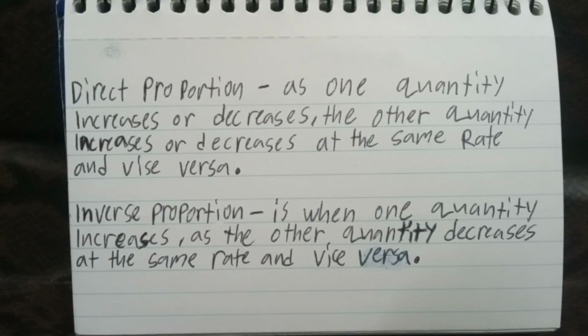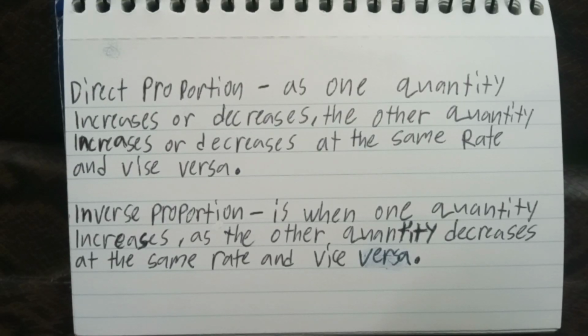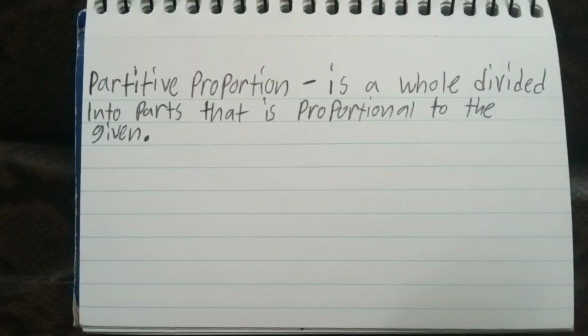And for direct proportion, as one quantity increases or decreases, the other quantity increases or decreases at the same rate and vice versa. And inverse proportion is when one quantity increases as the other quantity decreases at the same rate and vice versa. And partitive proportion is a whole divided into parts that is proportional to the given. So shall we start giving examples?